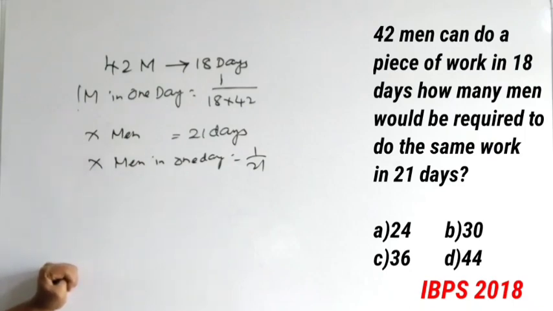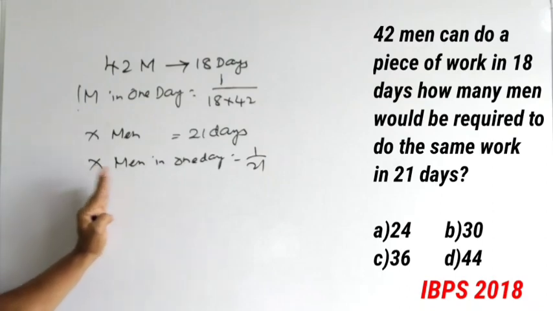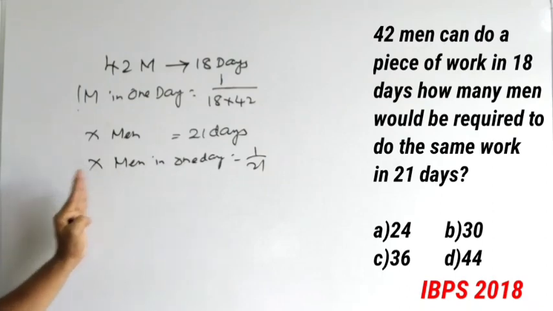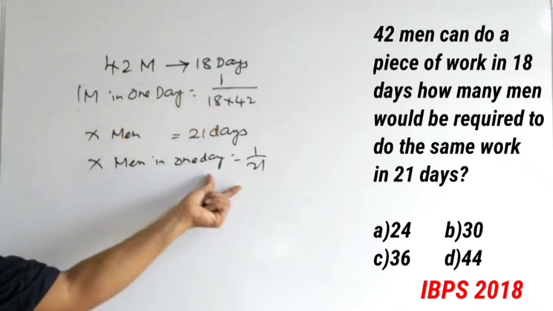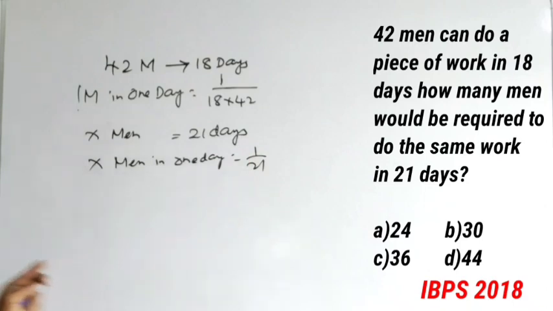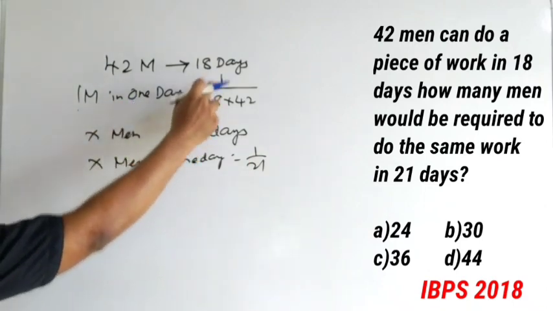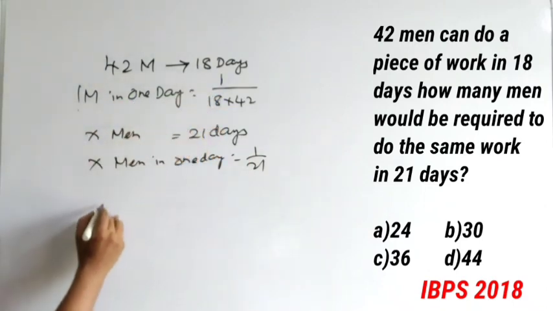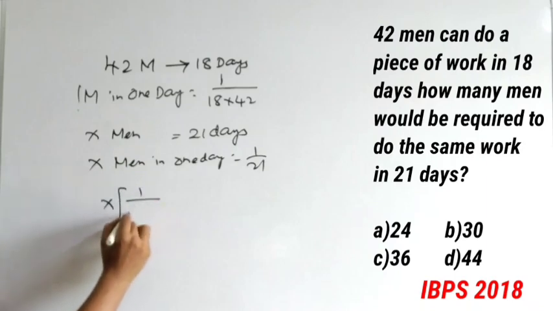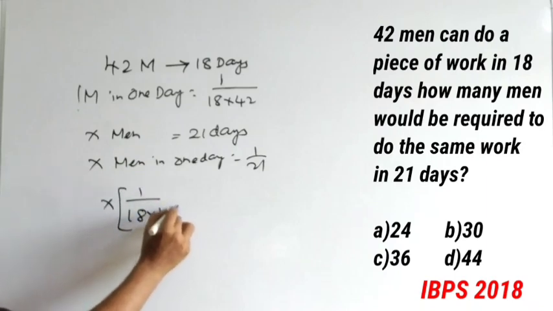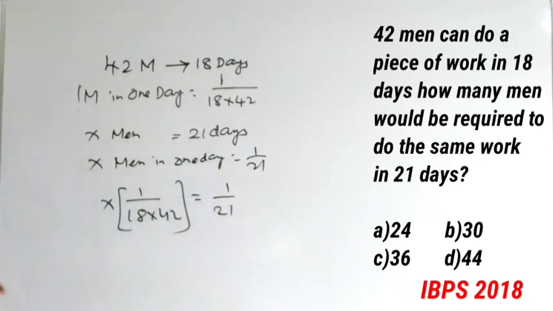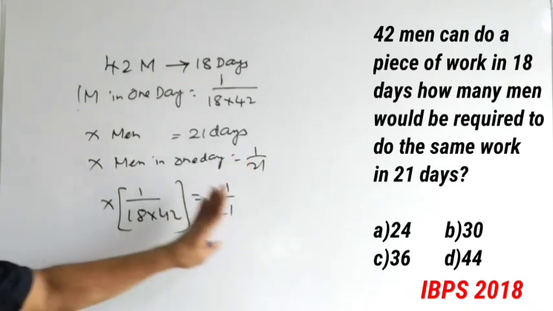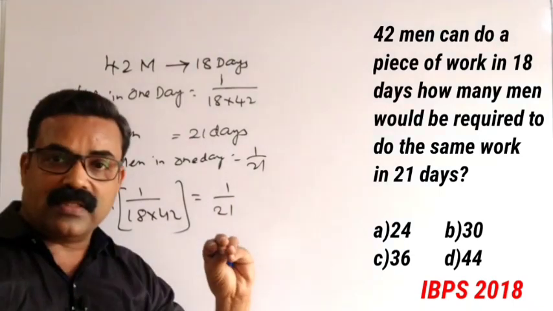So now what we need to find out is X. 1 man in 1 day will be equal to this much. X men in 1 day will be equal to 1 by 21. From here, 1 man in 1 day is this much. So X men in 1 day will be X into 1 by 18 into 42. That will be equal to 1 by 21. If you can solve this equation, then your answer is over.